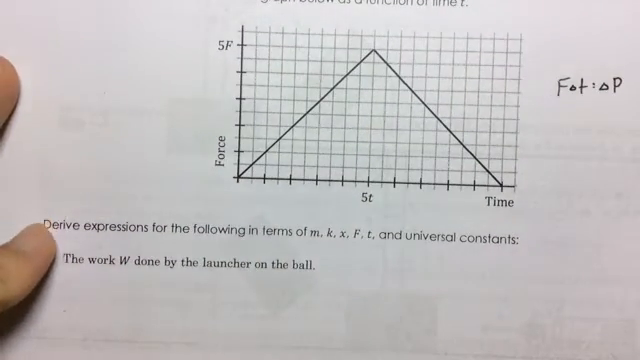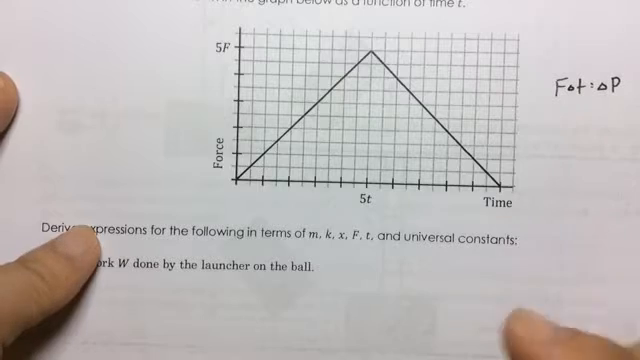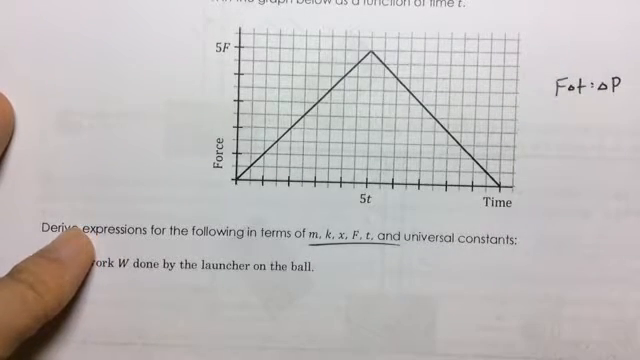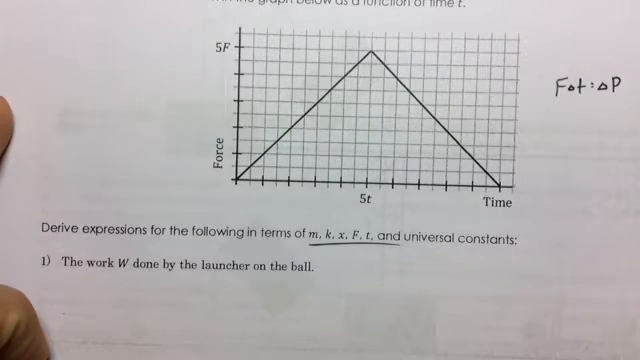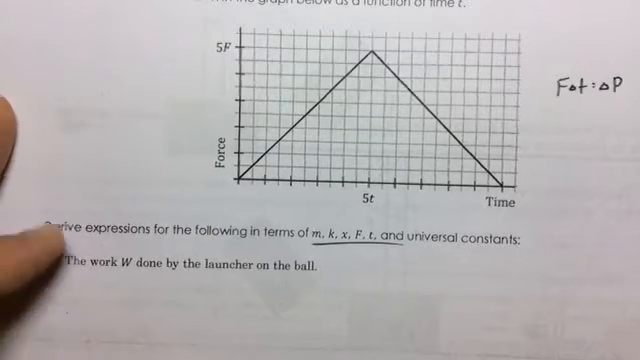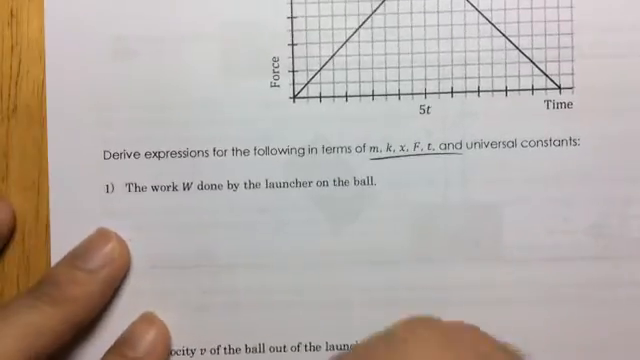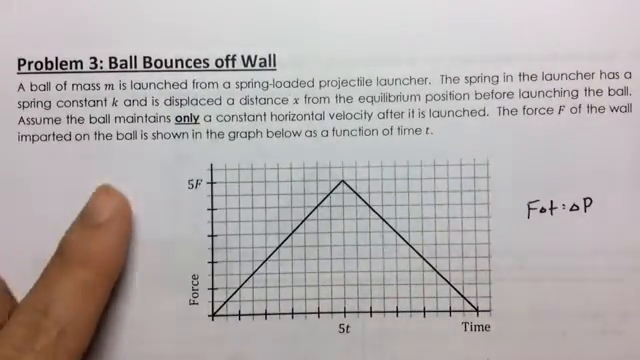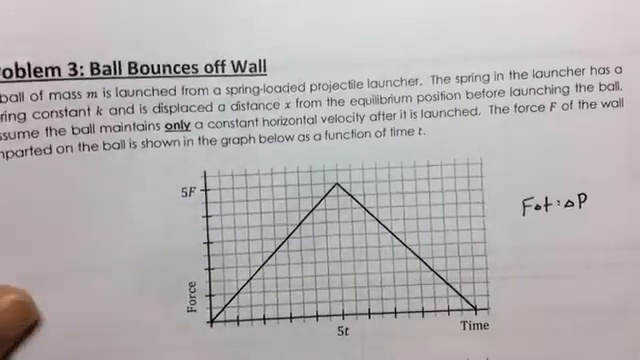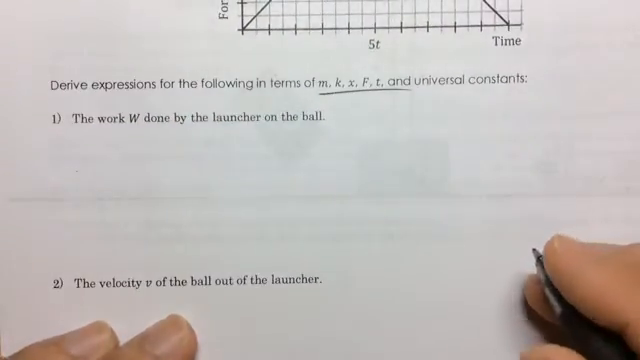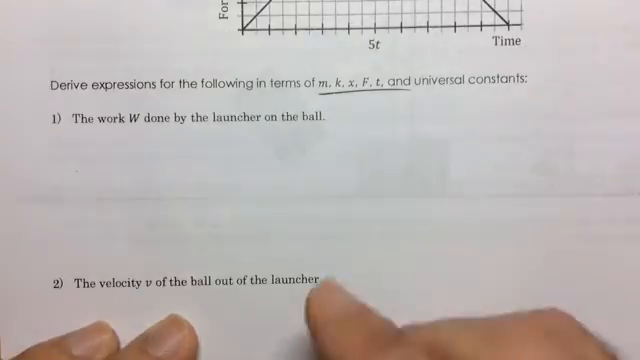Well, so let's see. It says derive expressions for the following in terms of these, and only these, and universal constants like gravity, or the acceleration due to gravity g. Number 1, the work W done by the launcher on the ball. So we had a launcher, and it was like a spring-loaded launcher, right? Launched by a spring-loaded projectile launcher. So this thing is compressed, and what we know is that if a spring is compressed, then it's going to store some energy. It's going to store some potential energy.